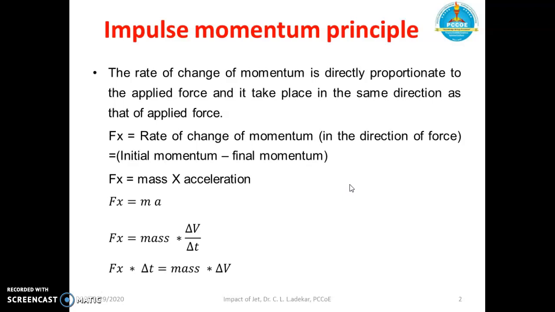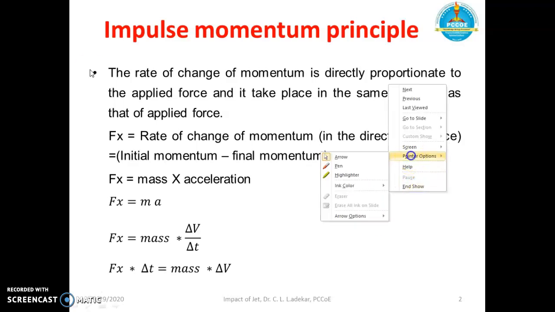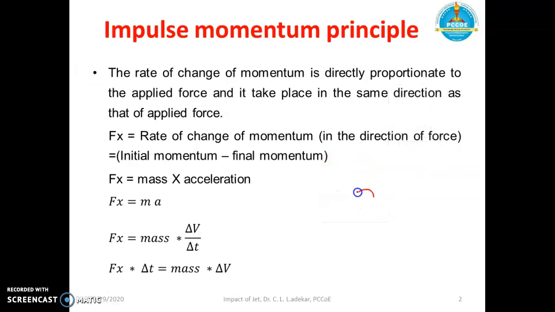So the momentum which gets changed is proportionate to the force which you will be applying. And how does the momentum change take place? The change takes place in the same direction as that of the force. Suppose you have one object moving with certain velocity v, and m is the mass of the object. So mv is the momentum.